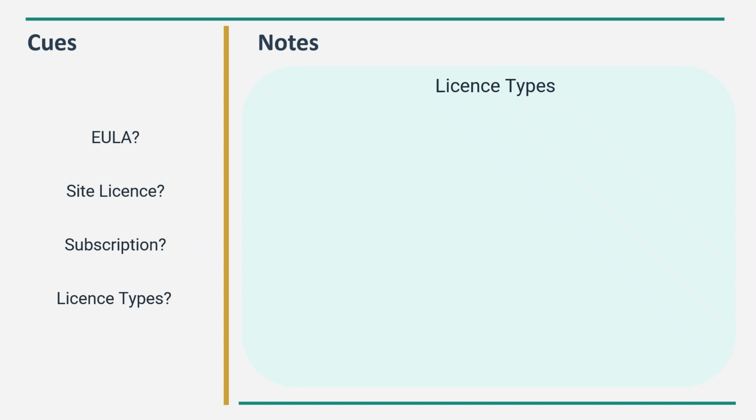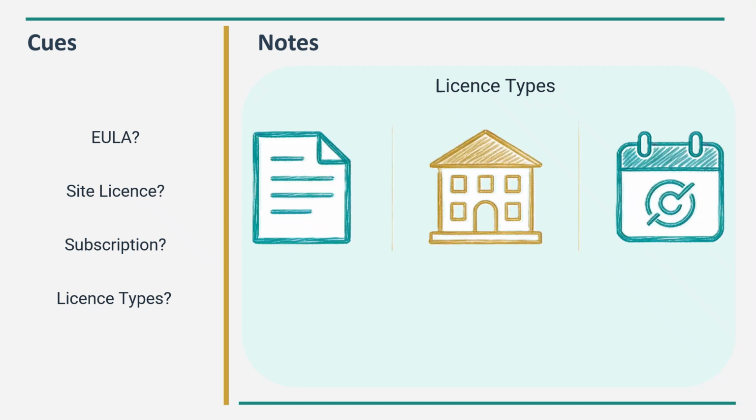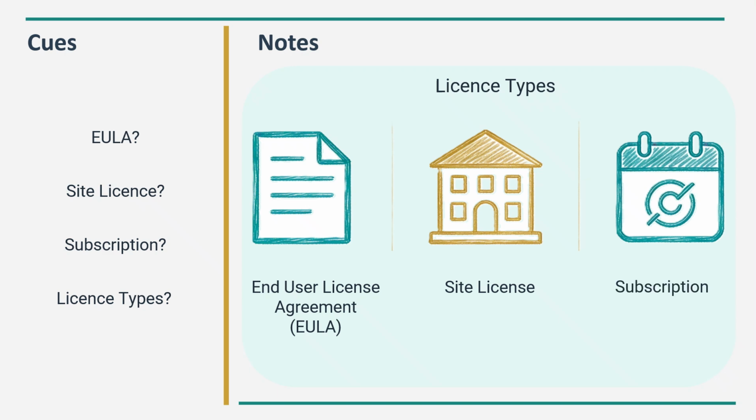Software is used under different license types. An end-user license, or EULA, usually allows one person or one device to use the software according to the terms they accept when installing it. A site license allows a company or school to install software on many computers inside that organization under one agreement, which is often cheaper than buying one license per computer. Many programs now use a subscription license where you pay a monthly or yearly fee to keep using the software and to receive updates. An example of this is Office 365.